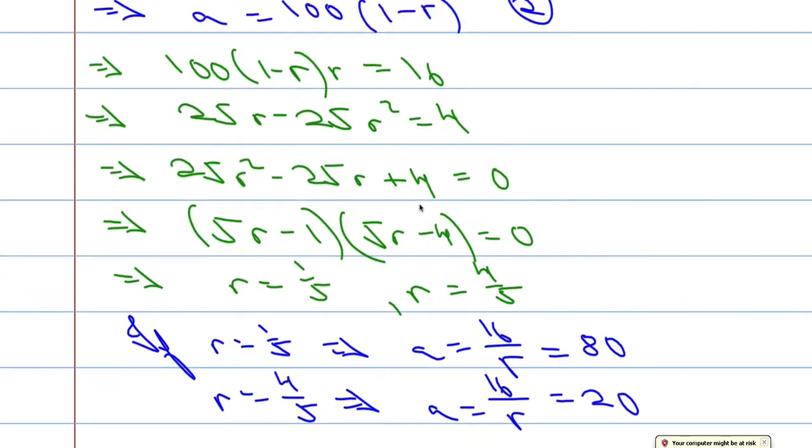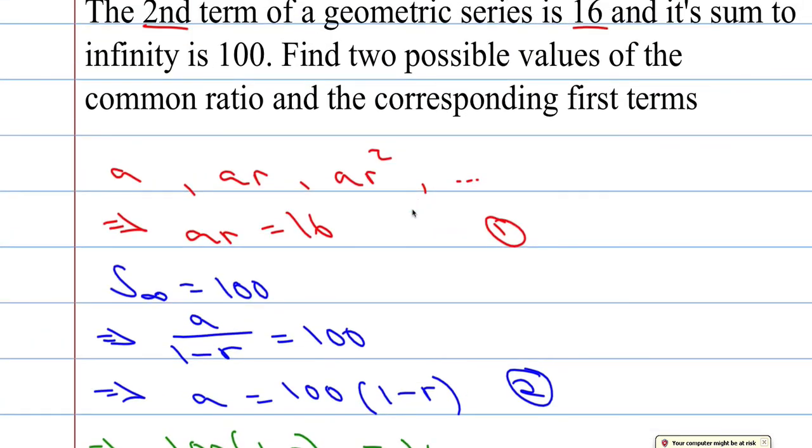And in case you're wondering where these values of a have come from, we're using this formula here. Let's just show you. a must equal 16 over r. So we're using that formula there and substituting the value r in to get a.